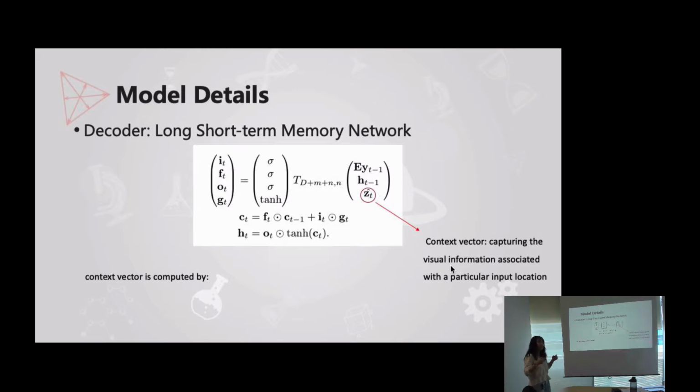The intuition is that when we generate a specific word, there is something important in the area of the picture we need to focus on. For example, when we predict a man sitting, we need to put attention on the man in this area. Then the context vector is computed by this formula.